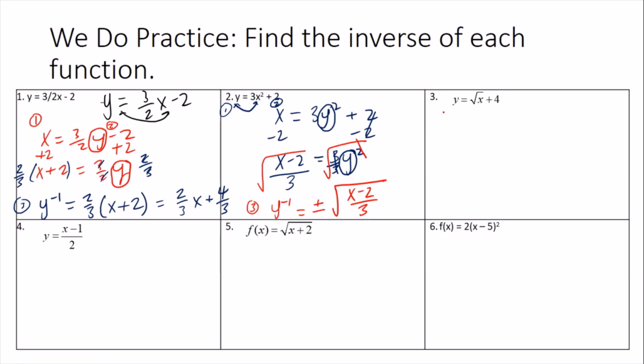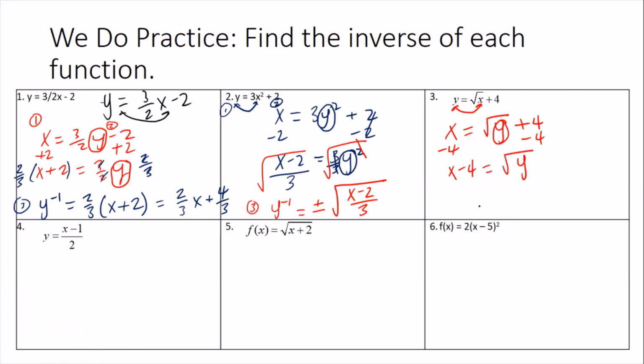Okay, let's try number 3. So number 3, we have y equals the square root of x plus 4. First step to do is to switch the x and the y, right? So we switch them and we get x equals the square root of y plus 4. Next, we're going to get y by itself. What is the first thing I need to do to get y by itself? Subtract the 4. Good job. So we have x minus 4 equals the square root of y.